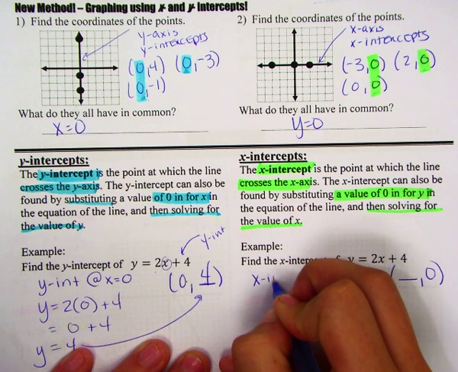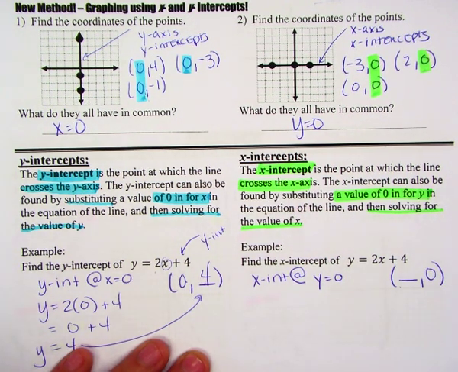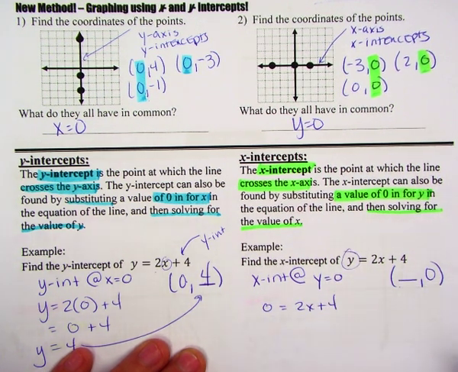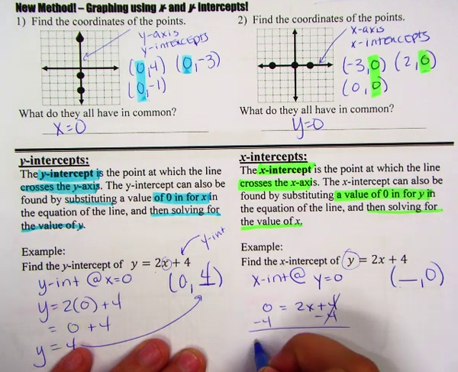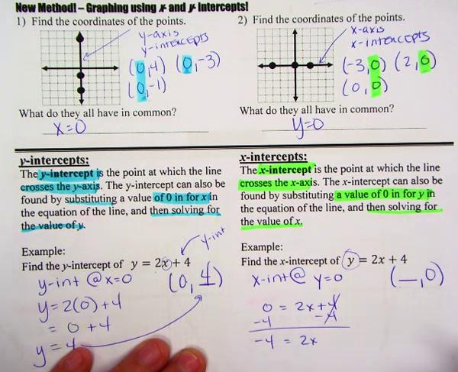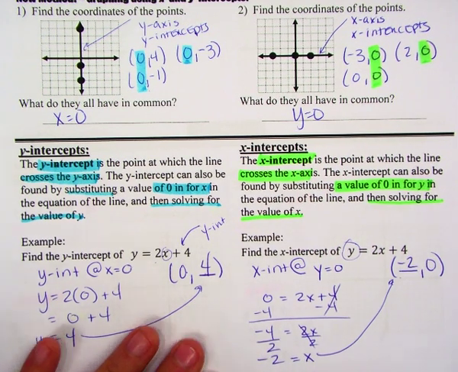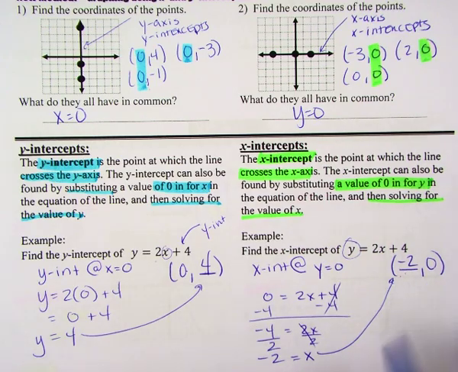So x-intercepts happen at y equal to 0. So I substitute 0 in for y, and I solve. Subtract 4 on both sides. Negative 4 equals 2x. Divide by 2. Negative 2 equals x. And so the x-intercept is negative 2, 0. Let's do a couple more examples of this.